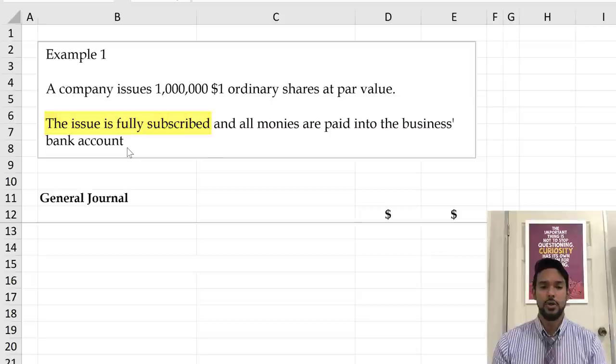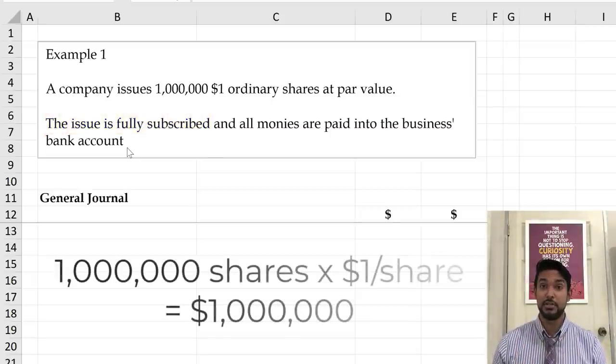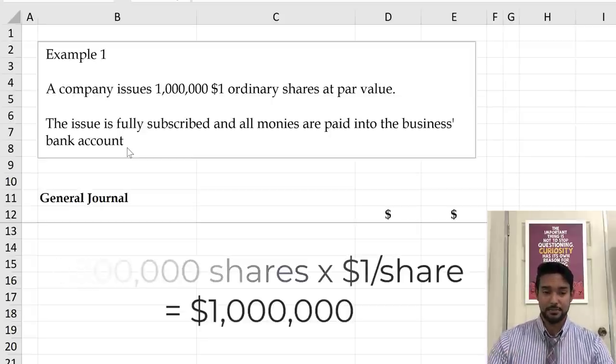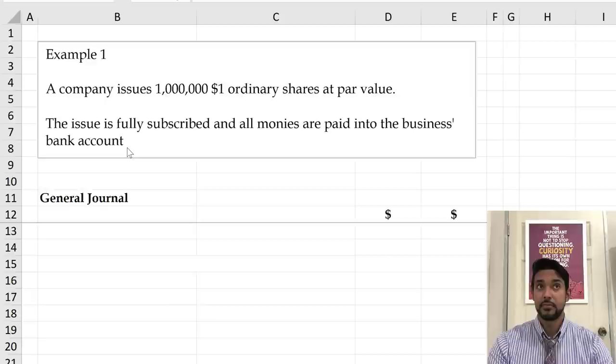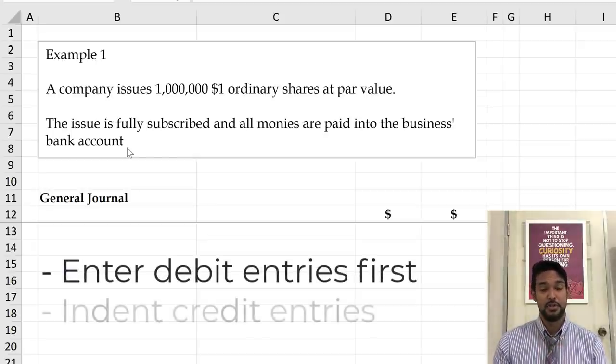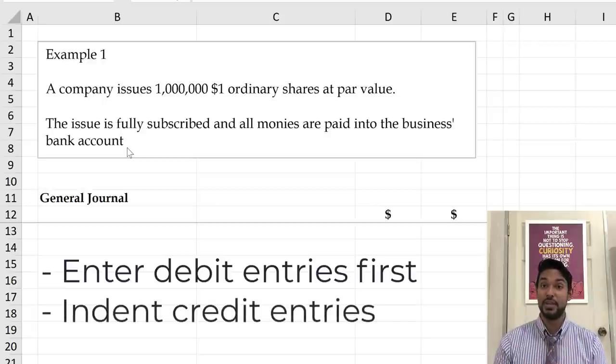Okay, so how much money are we getting? Well, how many shares did we issue? 1,000,000 shares. At what value? $1 each. So $1,000,000 is flowing into bank. Bank is an asset. So to record an increase in bank, because money is coming into it, you have to debit bank. Now, once again, we're dealing with the general journal. And with the general journal, you enter all your debit entries first. Then you enter your credit entries, and the credit entries must be indented relative to the debit entries.